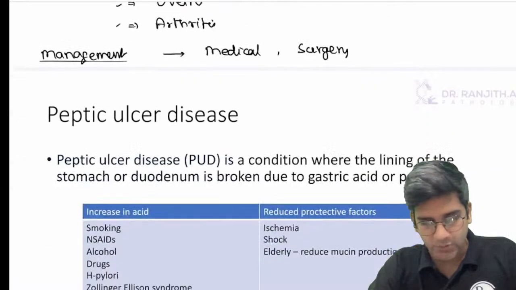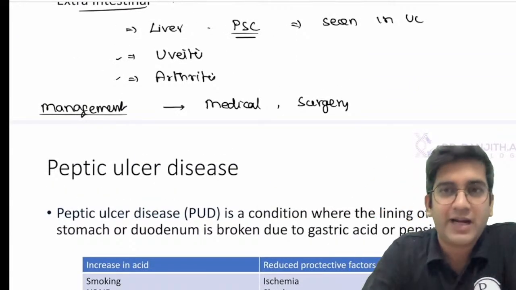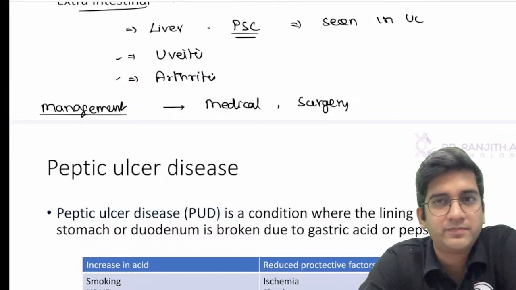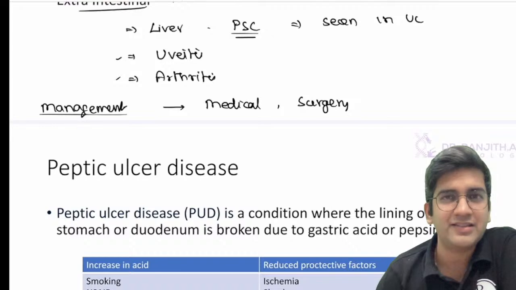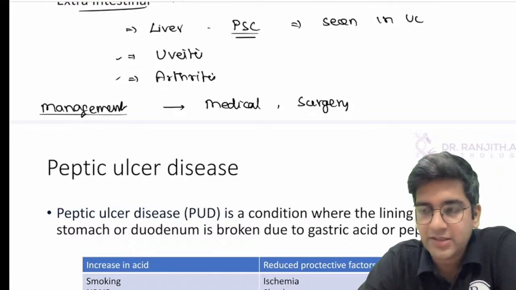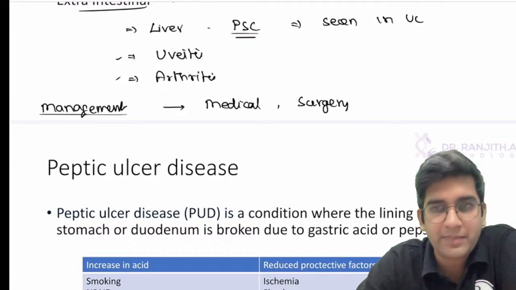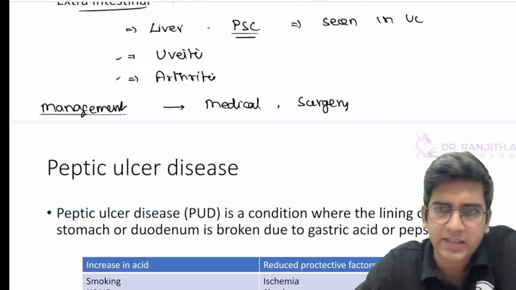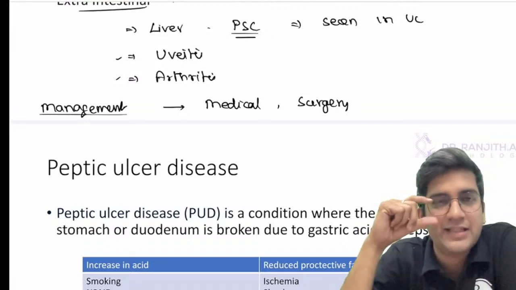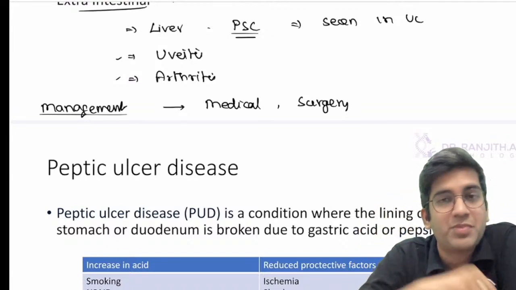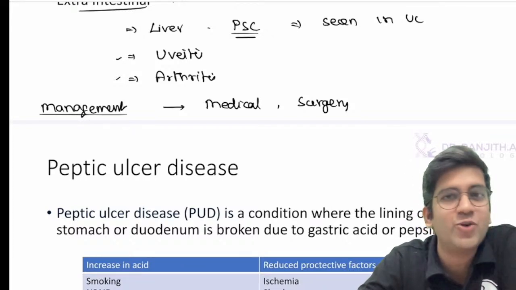Okay, next one, peptic ulcer disease. How many of your previous year university exams had this question, peptic ulcer disease? Quite a few university exams have it, and this is very common, right? Peptic ulcer is common, or gastric ulcer is common. Most of the university exams will have this. The only thing here is, I don't know what to write. Should I write only peptic ulcer? Should I write H. pylori? Should I write everything? I don't know exactly what to write.